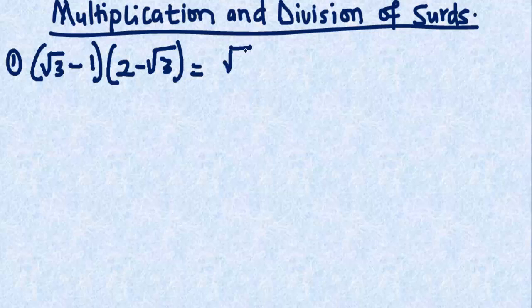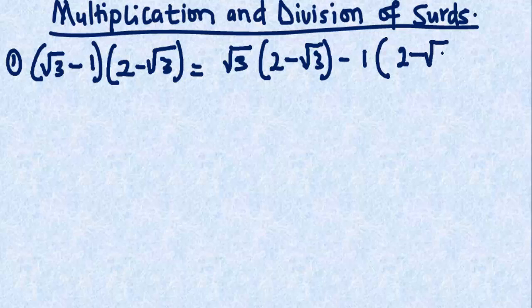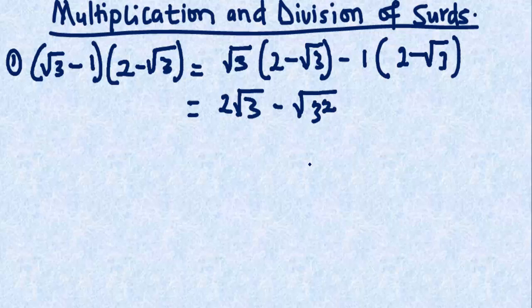We have root 3 into bracket 2 minus root 3. Then we use negative 1 into bracket 2 minus root 3. So repeating the distributive property again, we have 2 root 3 this time, and this time we have minus 3 squared. Then this time we have negative 2, then this time we have plus root 3.